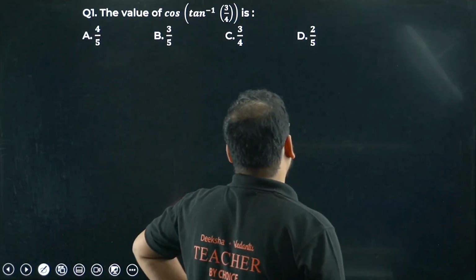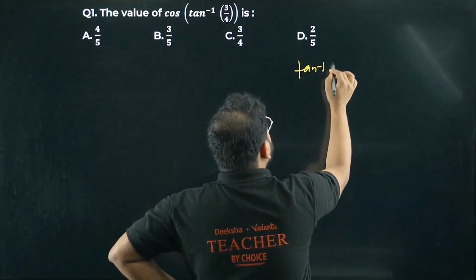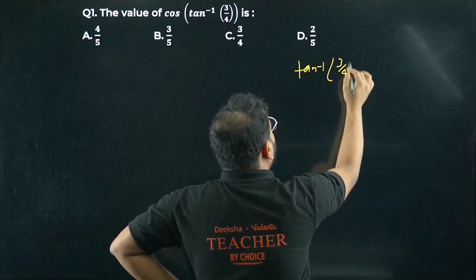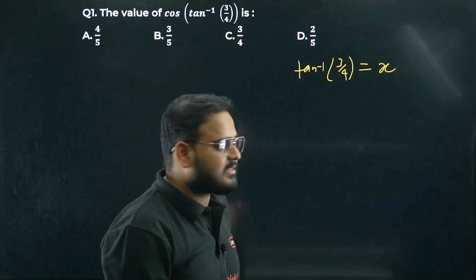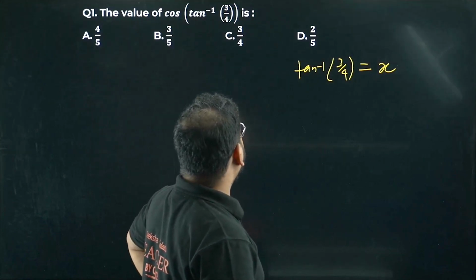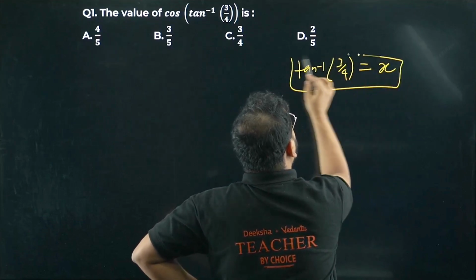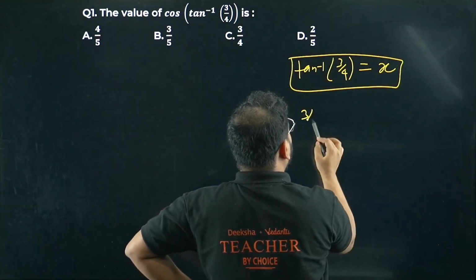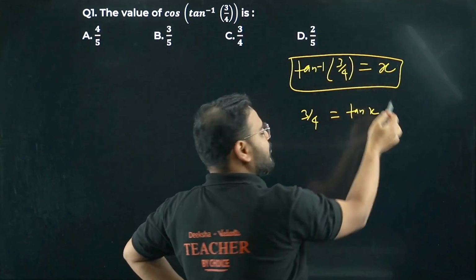Tan inverse of 3 by 4. Let's do one thing. Make an assumption. Tan inverse 3 by 4 equals, let's say, x. This is my assumption. From here I get 3 by 4 equals tan x, moving the tan to that side.